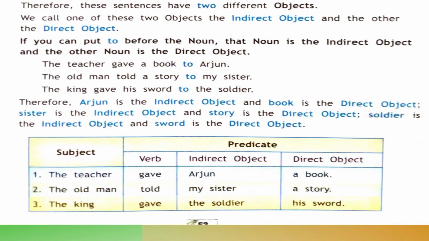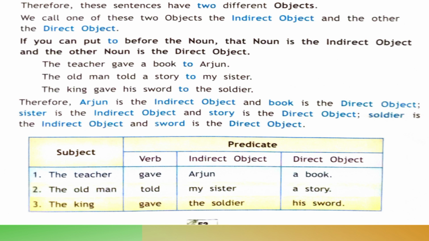Understood, children? Now in a sentence, if you are able to place "to" in front of a noun, that object is an indirect object and the other noun is a direct object. Understood, children? Now here you can see: the teacher gave a book to Arjun.